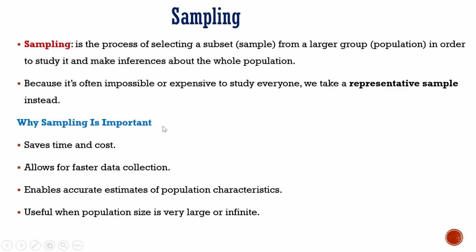So why is sampling important? Number one, it saves time and cost. It allows for faster data collection because now you are taking a representative sample and not studying the whole population. Number three, it enables accurate estimates of population characteristics. Number four, it is useful when the population size is very large or infinite. So you can use sampling to curtail a very large or infinite population. These are the key characteristics, or the reasons why we have to sample.